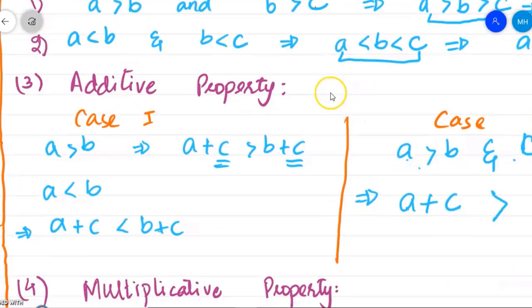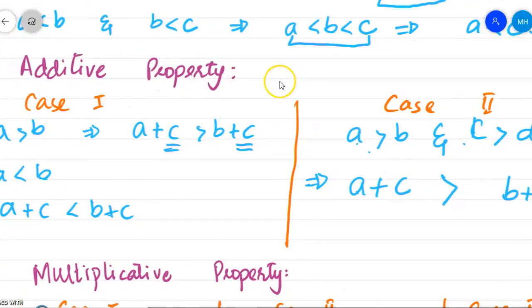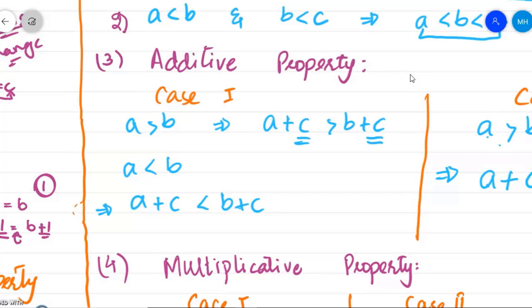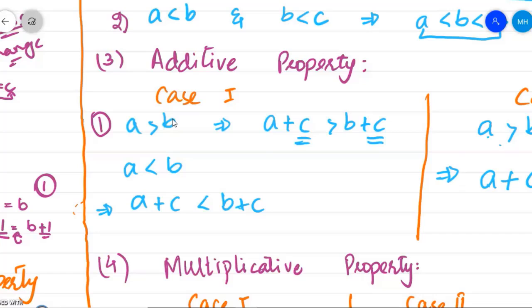Okay, so the additive property. We have two cases over here. Case one is similar to the properties for equalities. If A is greater than B, and I add the same number on both sides, the inequality will not change. If I add a positive number, it will not affect the inequality. If A is less than B and I add a positive number on both sides, the inequality remains the same.